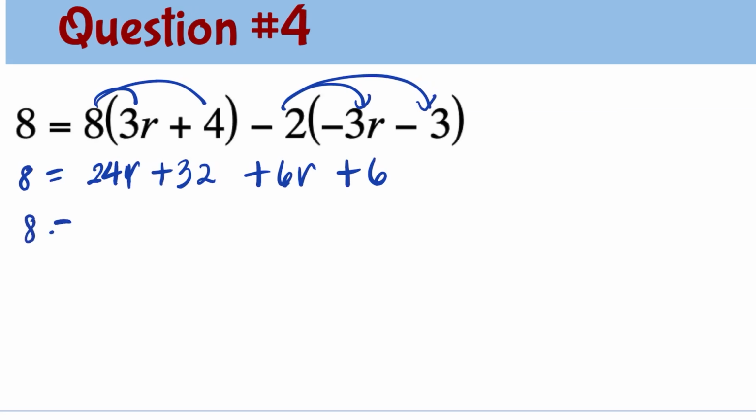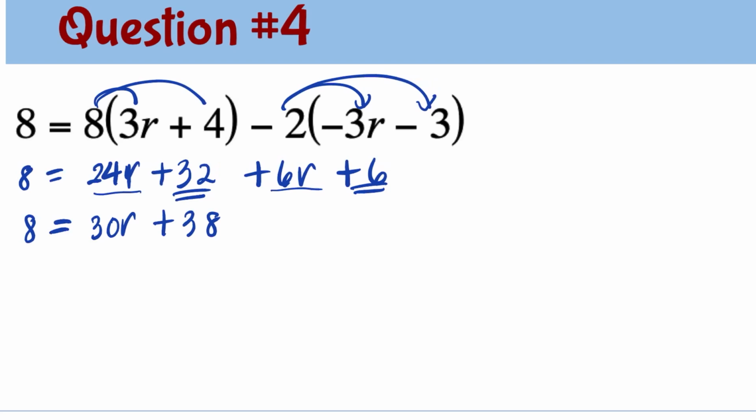Now let's simplify the right side. 24r plus 6r is 30r. 32 plus 6 is 38. So now we have a simpler equation. 8 is equal to 30r plus 38.